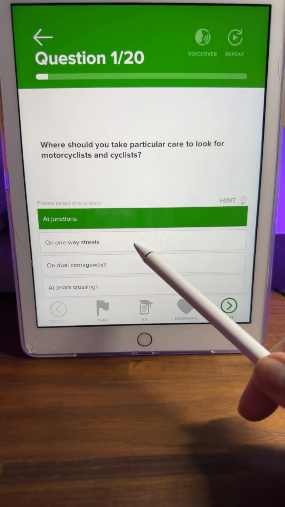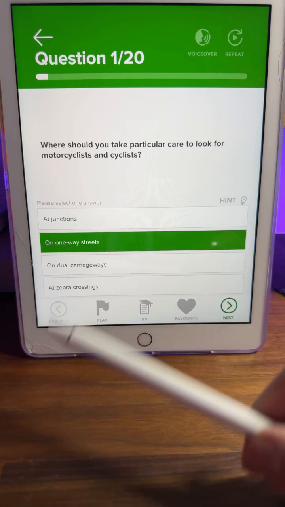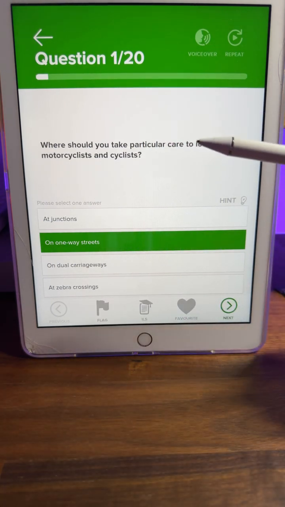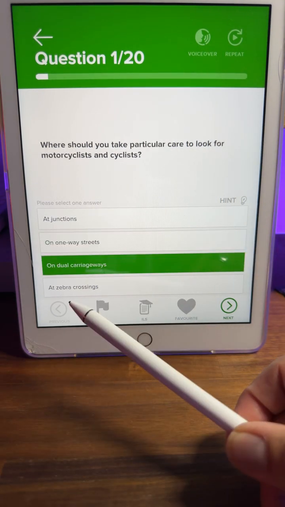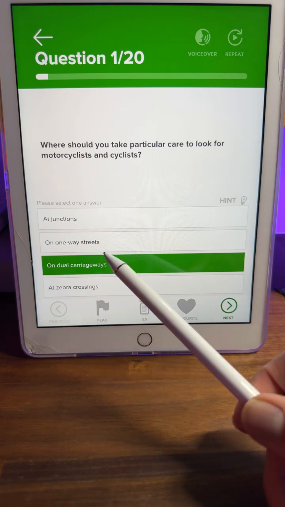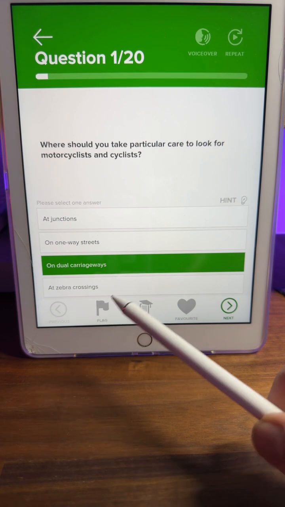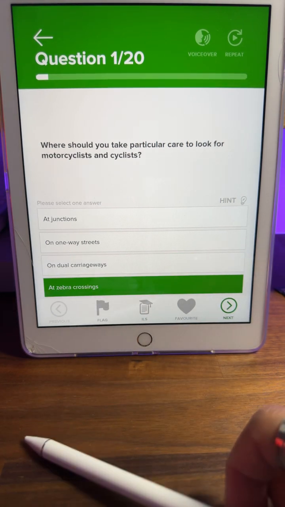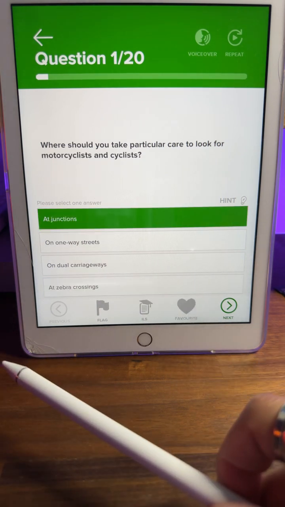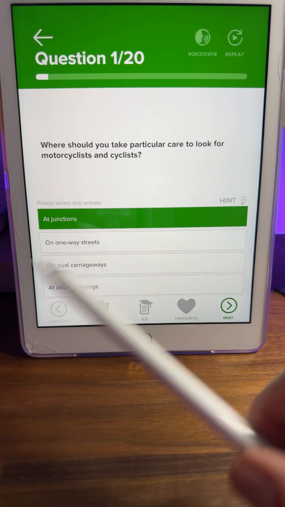Okay, let's look at all the other ones. At one-way streets, well, yeah, you would do in any case, but it's a one-way street, so you shouldn't have any motorcycles or bikes coming up towards you. However, they will cross. On dual carriageways, yeah, that makes sense, but where are you going to take more care and look for them? At zebra crossings, probably not, but you will do to some extent, but not as much as junctions, T-junctions, crossroad junctions, roundabouts, that kind of junction.